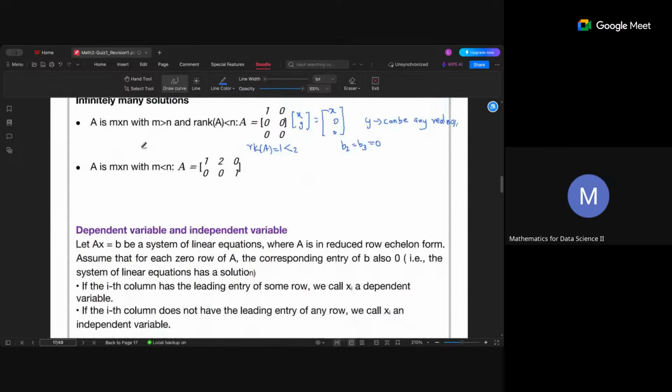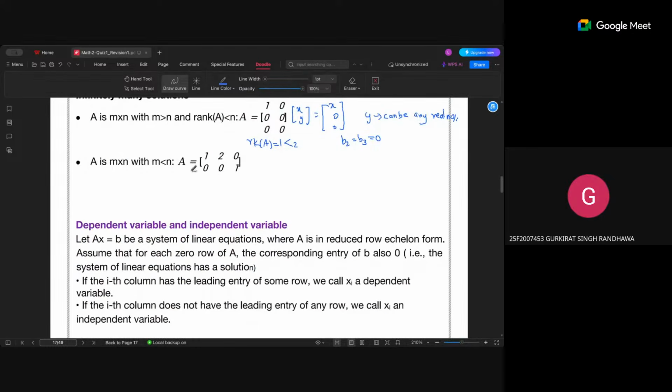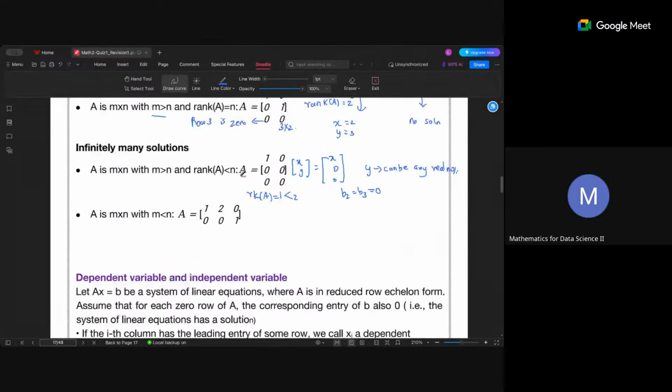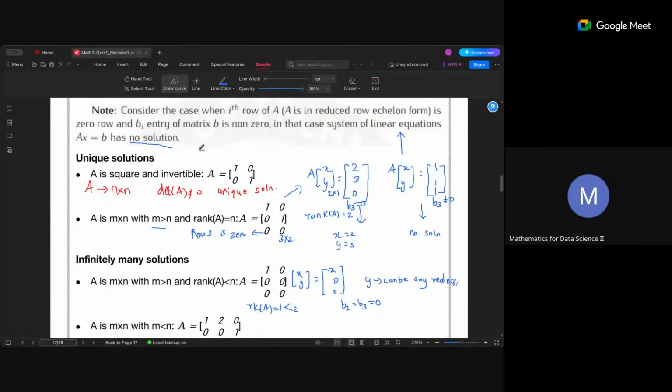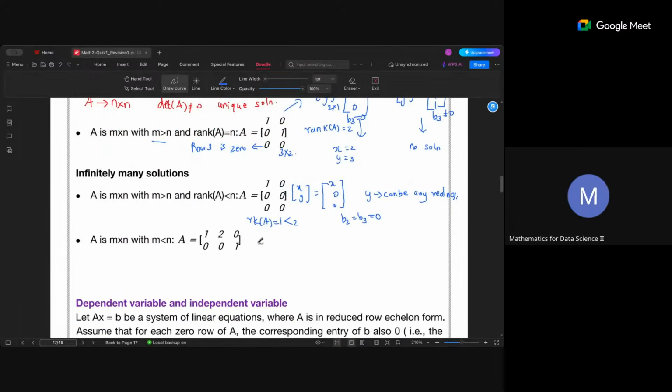Fine. If A is an m by n matrix, now look at the scenario where m is less than n. So what happens when m is less than n? Infinitely many solutions. Again we have only infinite solutions. Remember, we are not considering the no solution case. When we are not considering the no solution case, we will have infinitely many solutions here.